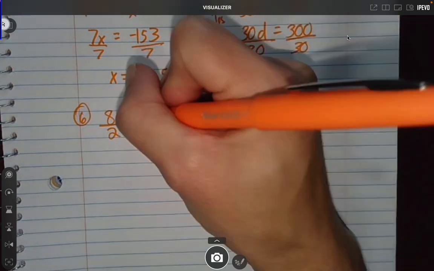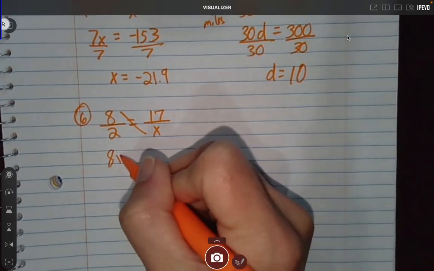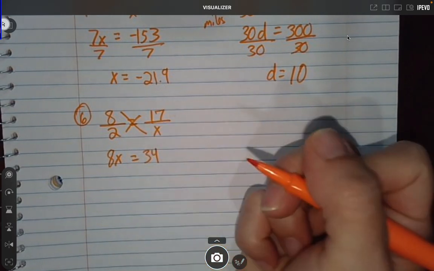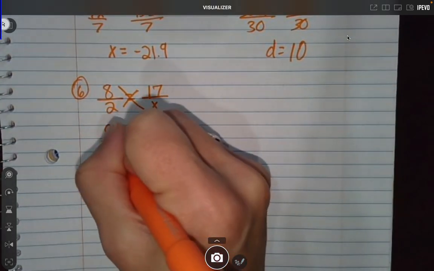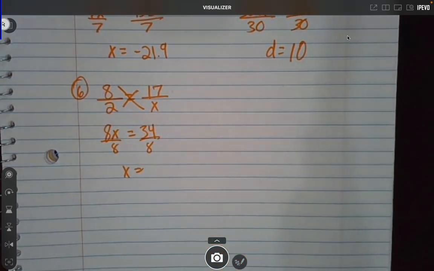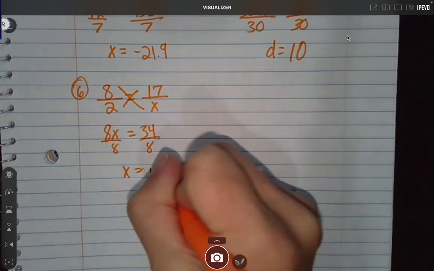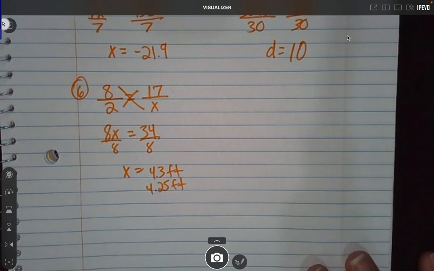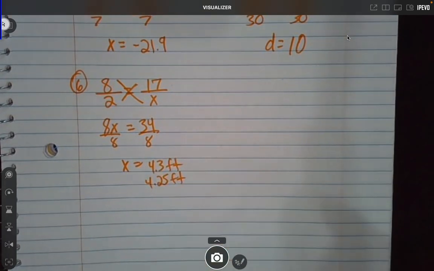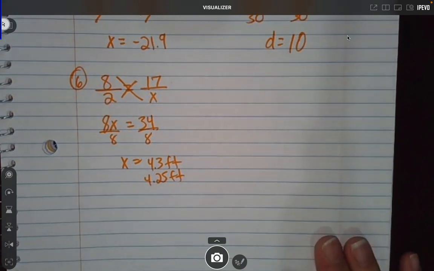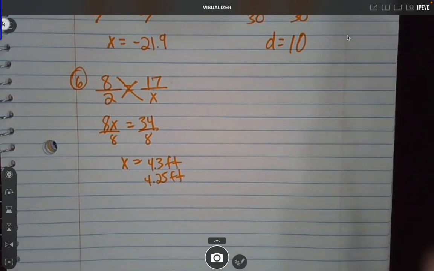Same exact answer, though. Cross multiply, we get 8X equals what? What's 2 times 17? 34. Then what? Divide by 8, and it looks like we'll get a decimal. What'd y'all get? 0.23529. They got 4.3 feet. Some of y'all got 4.25 feet. That's good. That's right. Okay, it doesn't tell you how to round. It just says what is X. So those are fine. Even if I wouldn't have done 4, but if you did, I'd probably still take it.